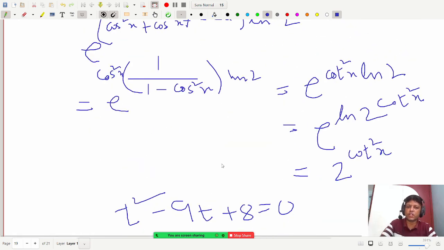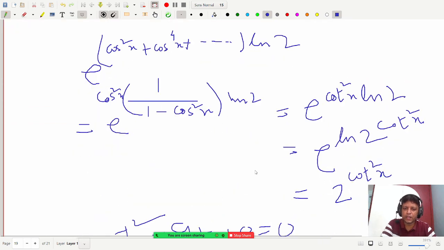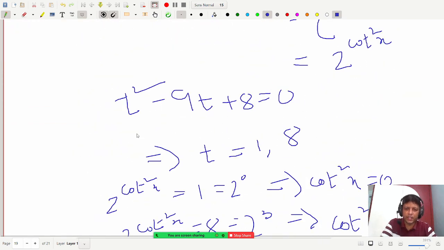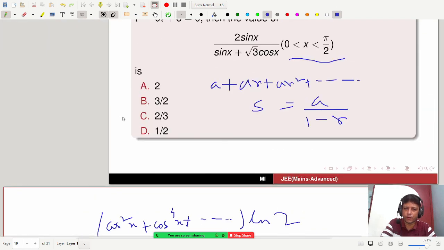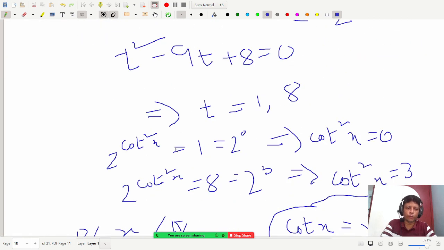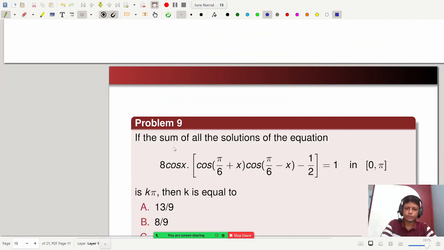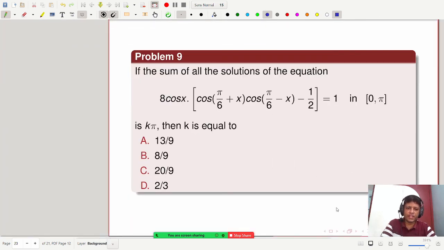So you are using simply the infinite GP, using the logarithm property and using the quadratic, you are getting the solution, and substituting you will get the value. So half, your answer will be D. Two more problems for you. Yeah, problem number 8.